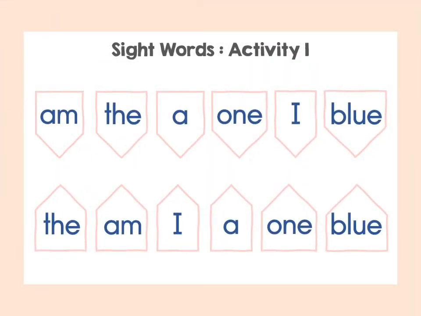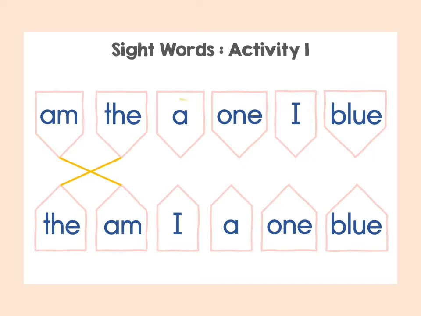Now, let's do some activity. Here are the sight words that we learned just now. Can you match with the same sight words? Let's play. I, I. Can you find word I? Yes, that is I. Next, the, the. Where's the same sight word? The. Here it is. Good job.